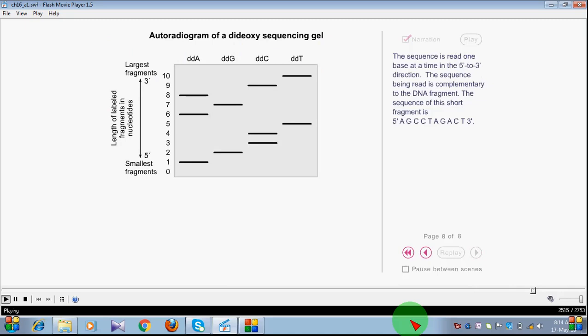The sequence is read 1 base at a time in the 5' to 3' direction. The sequence being read is complementary to the DNA fragment. The sequence of this short fragment is 5' A, G, C, C, T, A, G, A, C, T, 3'.